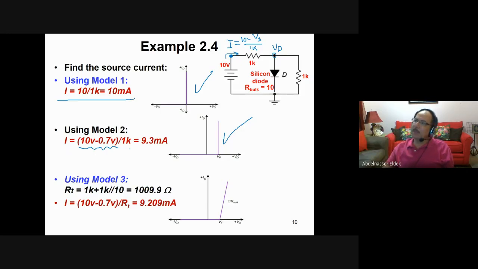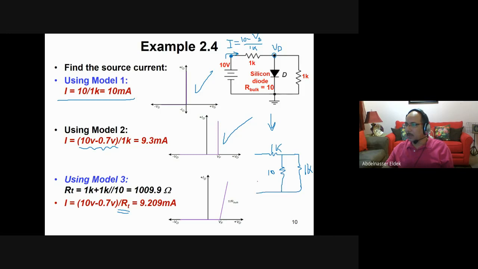Third, we have to consider the resistance of the diode. Okay, the voltage is 0.7 volt. VD is 0.7 volt. But we have to consider the resistance of the diodes. Okay, so what is this RT here? Let me think about it. What's RT in this case? This circuit will be as if you have a resistor like this, and you have a diode and the resistor. This is 1K also, and this is 1K. The diode is considered a resistance that is 10 ohm.